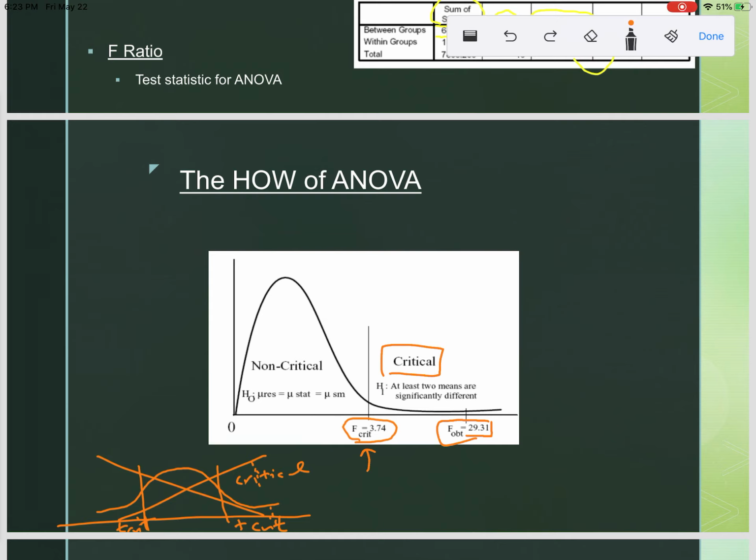As a guideline, I don't want to say always, but typically our t critical values are somewhere around 2. And our F critical values from a table using degrees of freedom and a bunch of other things is usually around 3. Usually. So we can see here the F critical for this example, 3.74.